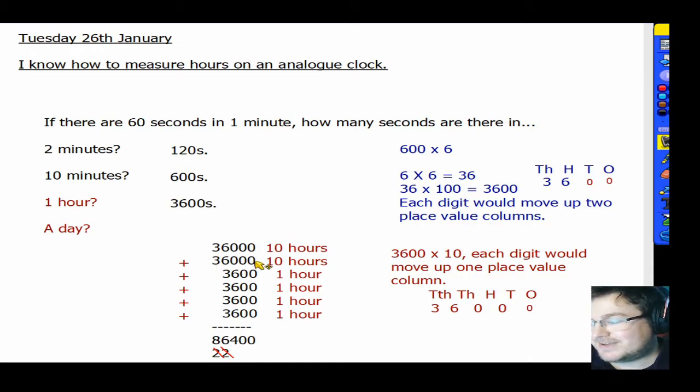36,000, add 36,000, add 3,600, hour, there it is. Add an hour. Looks tricky, but actually, using column addition, if you're just going straight down, then we can work it out.